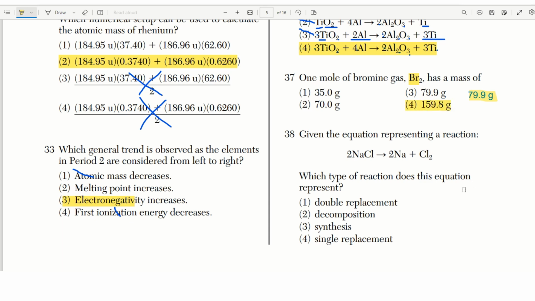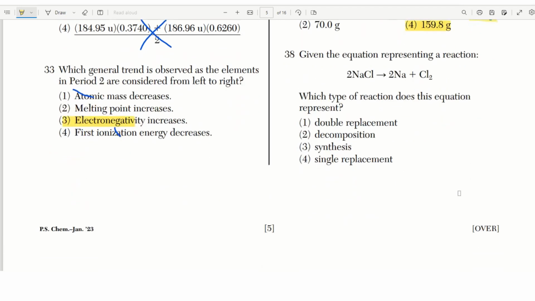All right. Given the equation representing a reaction, which type of reaction does this equation represent? Well, we started with one thing and we broke it apart. So that is decomposition.